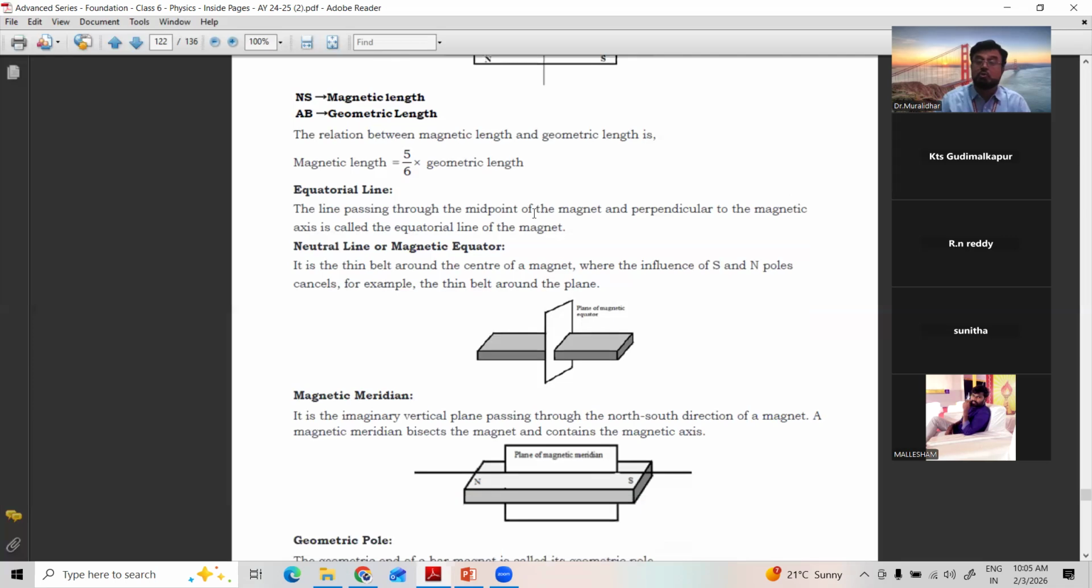Then equatorial line. Equatorial, the word itself indicates, which divides the magnet into two equal parts, passing through the axial line or passing through the magnetic axis. That line is called the equatorial line.